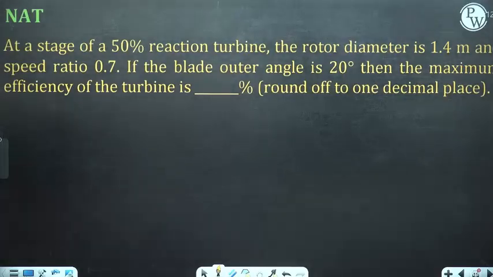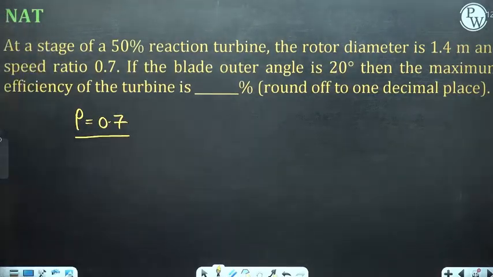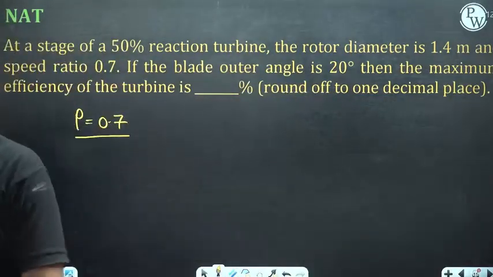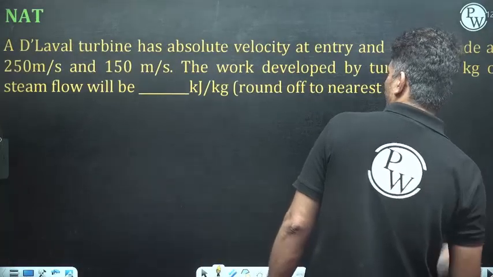It says, at a stage of 50% reaction turbine, the rotor diameter is 1.4 meter and the speed ratio is 0.7. So your rho is 0.7. Okay, if the blade outer angle is 20 degree, then the maximum efficiency of the turbine is, I think this question is slightly out of syllabus. What I will do is, I will remove this question because this is going very deep. This much is not required actually. Okay, so we will leave this question.